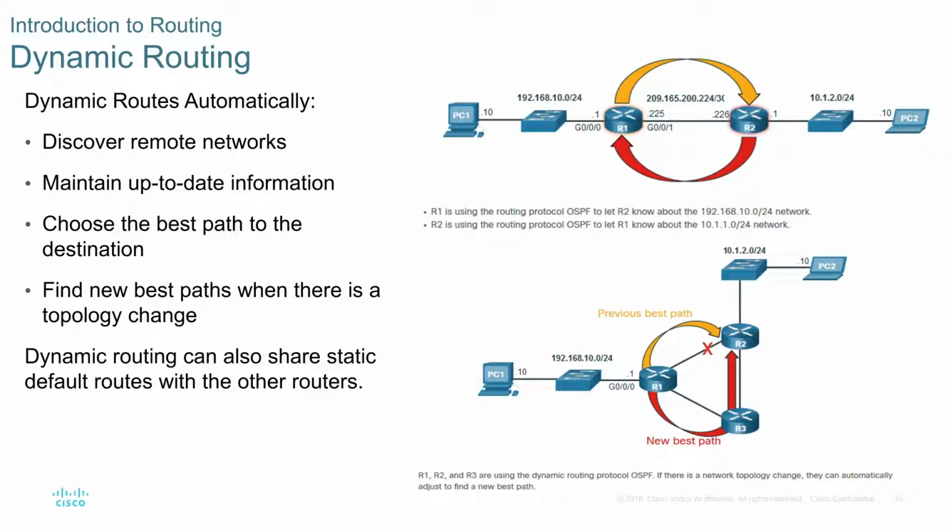Routing Information Protocol, or RIP, is only concerned with the number of routers that it must go through to get to the destination. It does not concern itself with the speed of the links. So it may take a slower link in preference to a faster link simply because it has one less router to go through.